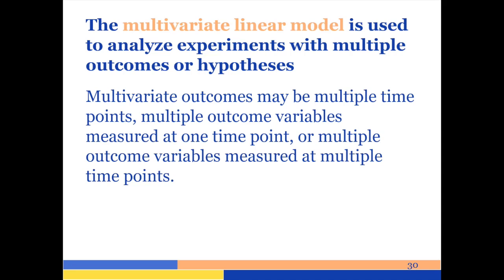As we just talked about when referring to repeated measures, the multivariate model is to explore multiple outcomes. This can include repeated measures at different points in time, multiple outcomes measured at just one point in time, or multiple outcomes measured repeatedly at different points in time. These can get complicated.